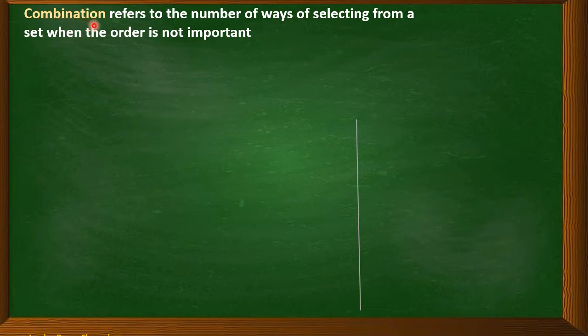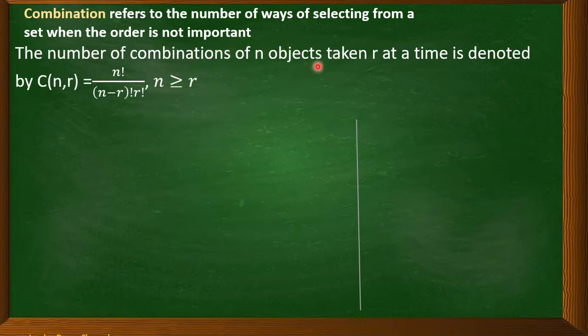Combination refers to the number of ways of selecting from a set when the order is not important. The number of combinations of n objects taken r at a time is denoted by C(n, r). This is read as combination of n taken r at a time is equal to n factorial over the quantity of n minus r factorial times r factorial, where n is greater than or equal to r. In other words, this is the formula for combination.